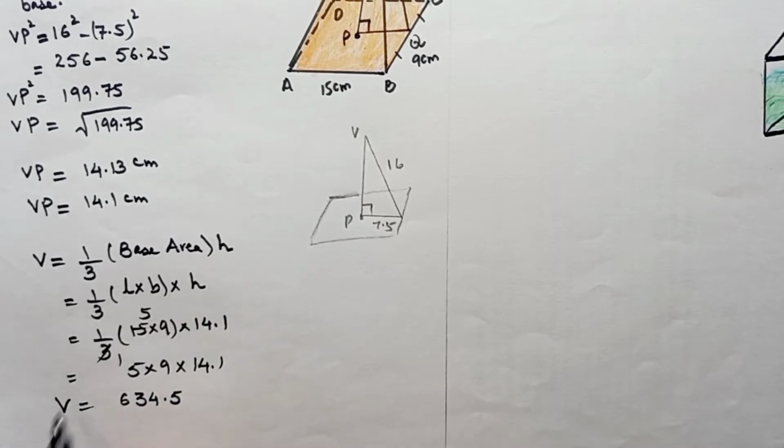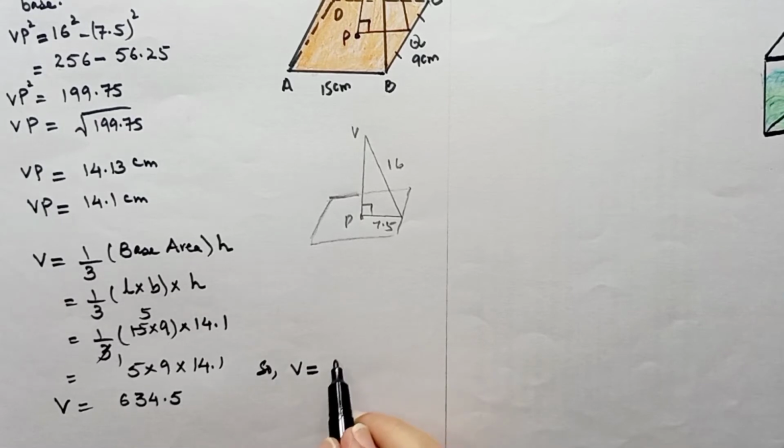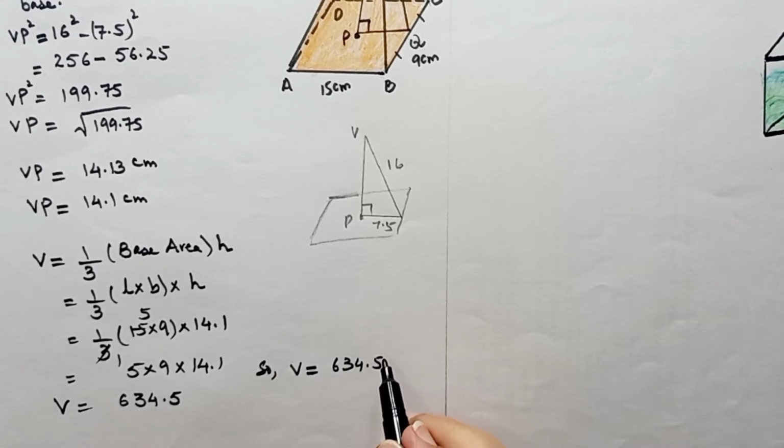So the volume of this pyramid is 634.5, and as the units are in centimeters, I have to mark centimeter cube. I hope you are clear about this question, and let's move to the next question.